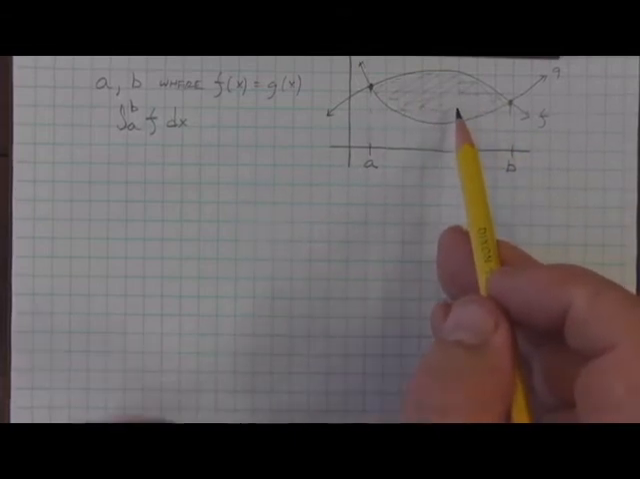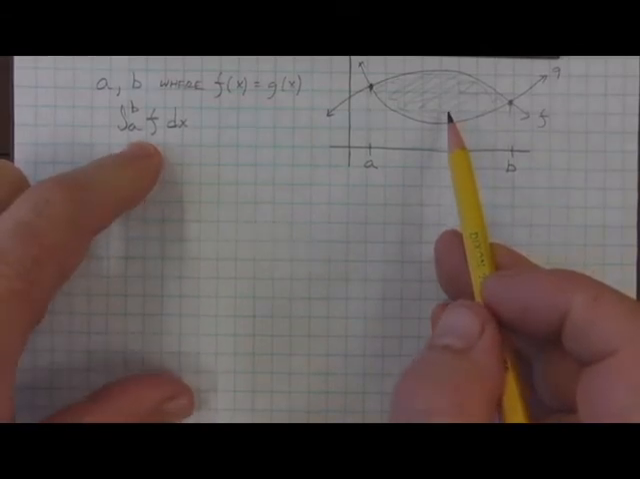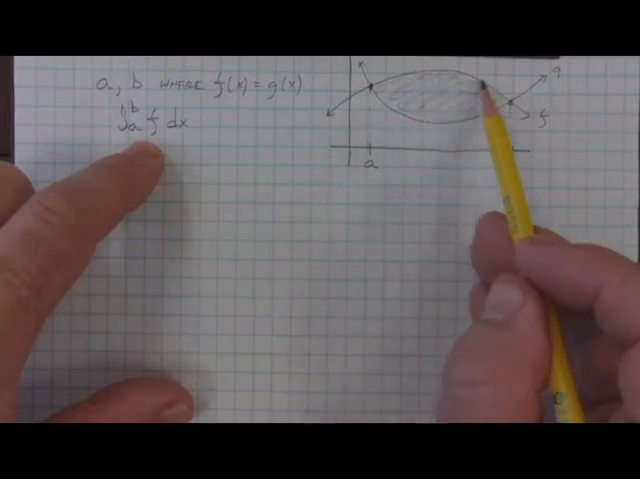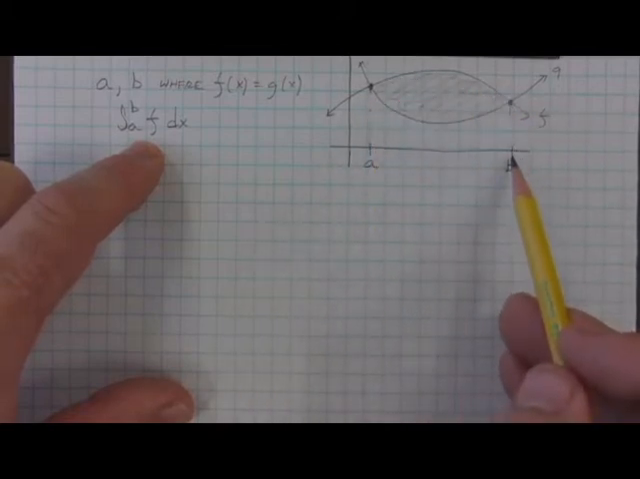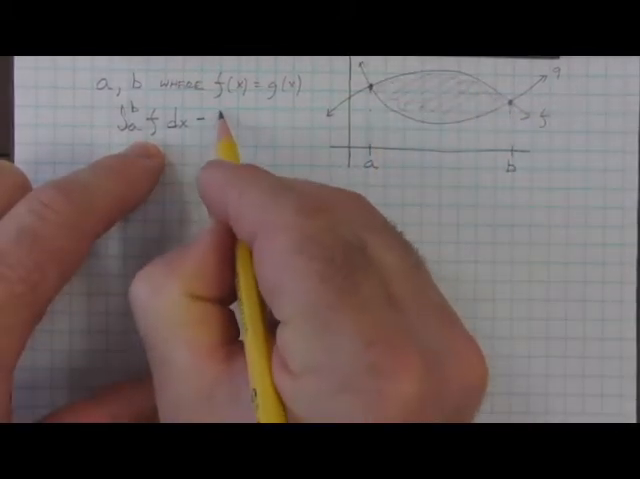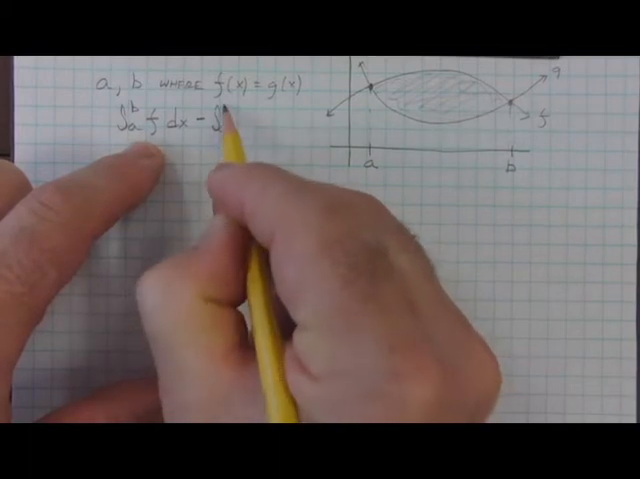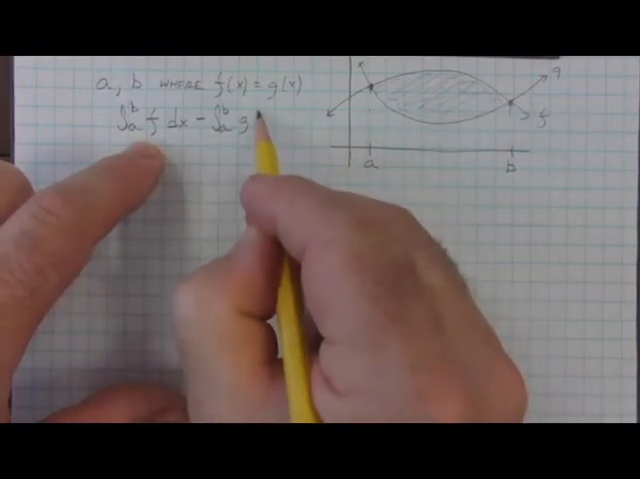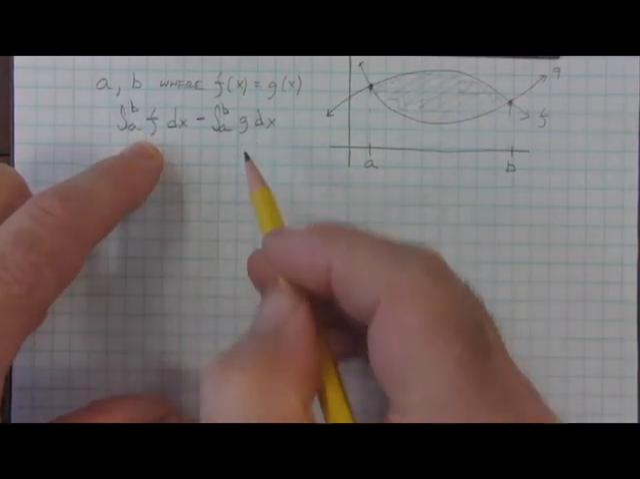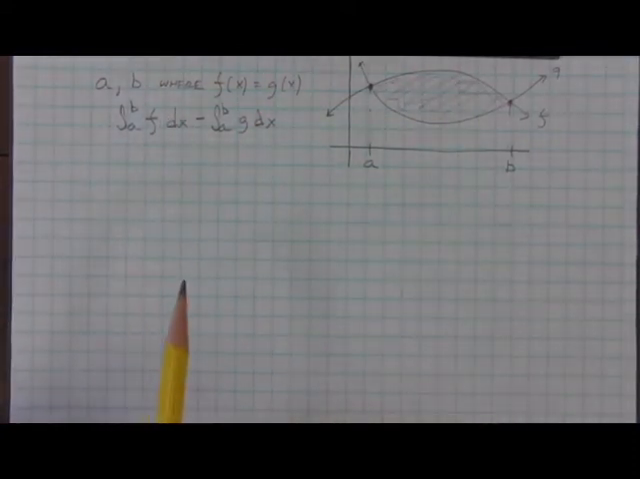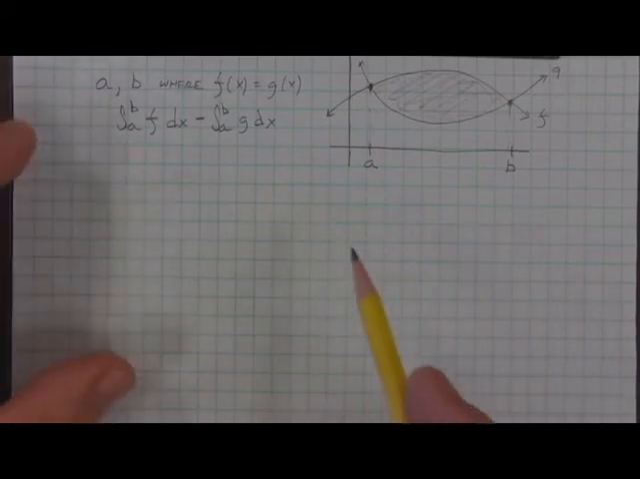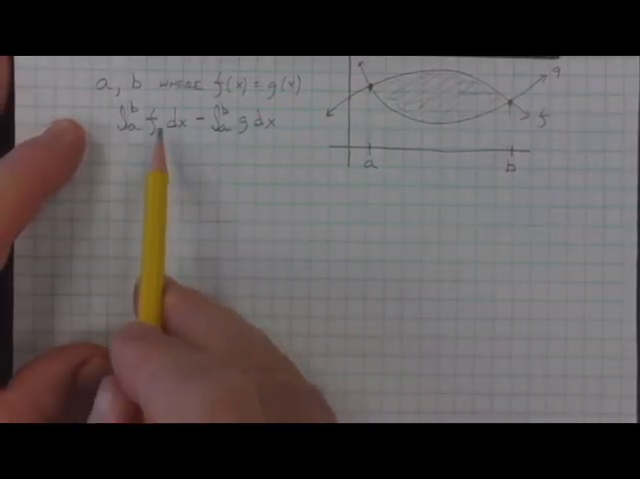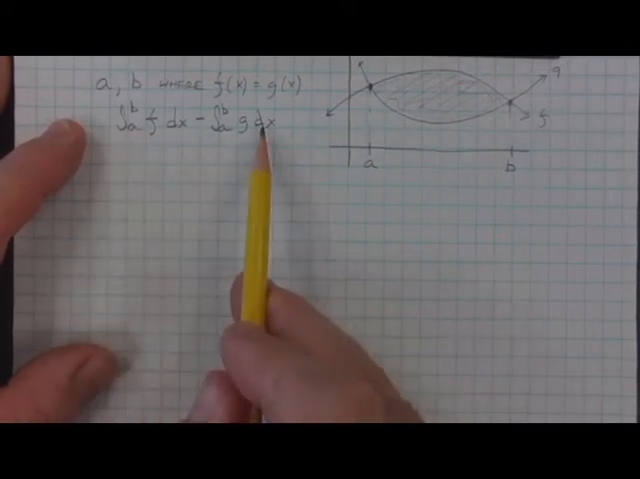So the definite integral from a to b of f with respect to x is the area under the curve of the top function. And we're going to subtract the integral on the same bounds from a to b of the bottom function to find the smaller area, and the difference is the area between the curves. We can use an integral property, in this case, to write it as one single definite integral.